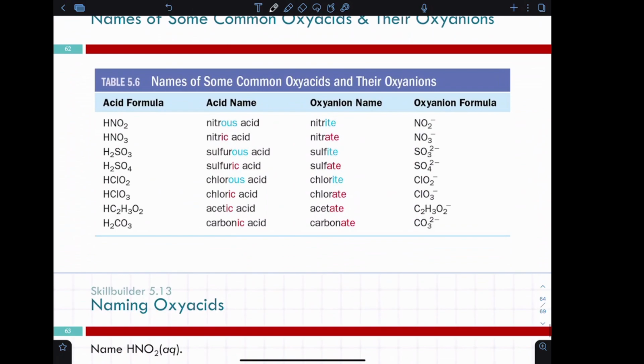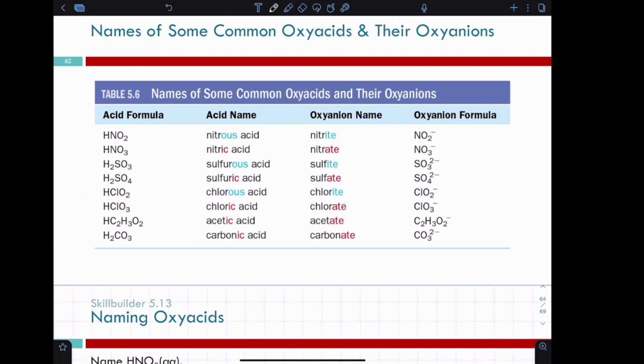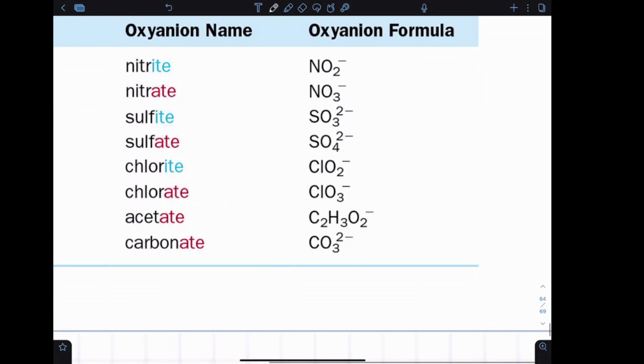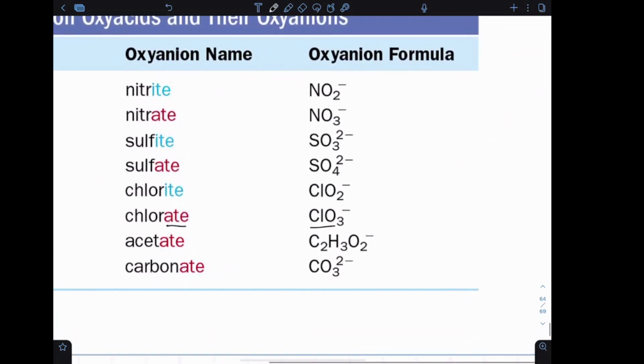And then for these, the prefix rules also apply. I don't have any examples here, actually. But if we wanted to do, so here we got chlorate, but we could have perchlorate, which would be ClO4-. And so perchlorate, if we wanted to write the acid form of that oxyanion, this would be perchloric acid.